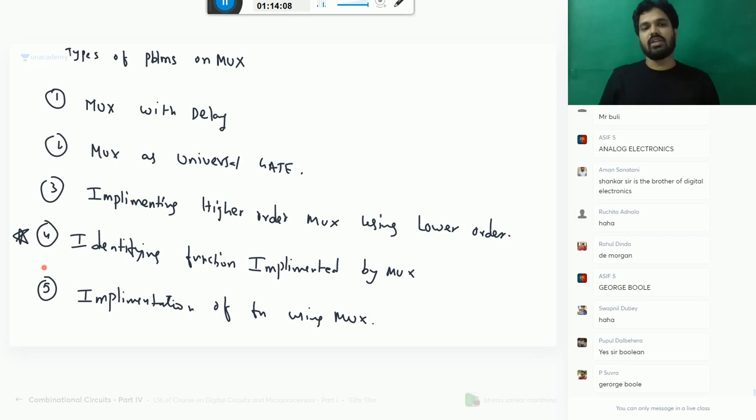Okay. First thing is they may give you one figure and ask what is the function implemented here? Second thing is they may ask you to implement. Both are possible. We discuss everything. All the models will cover it. Don't worry. So let's start.